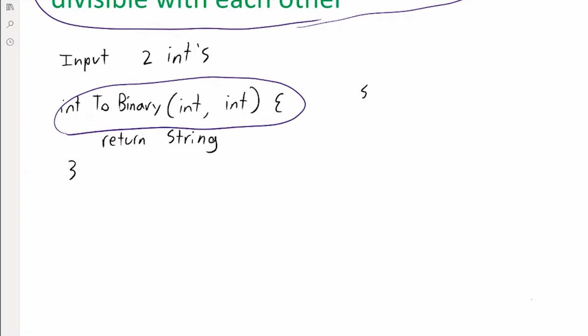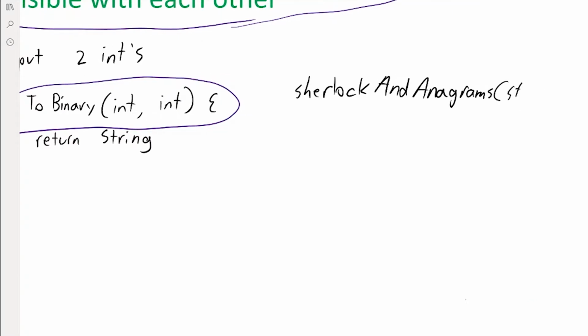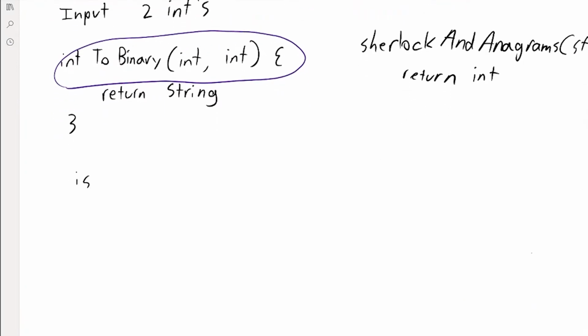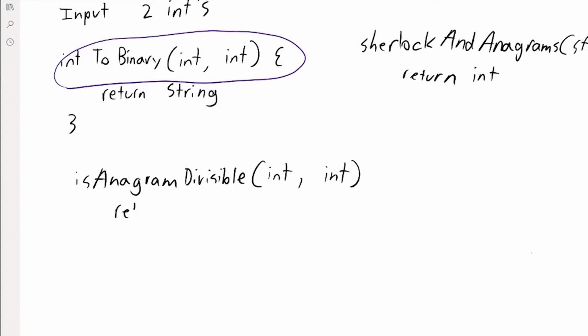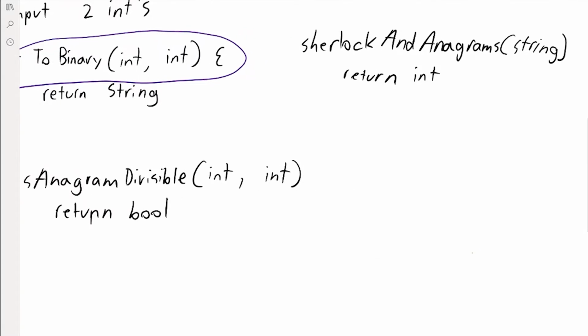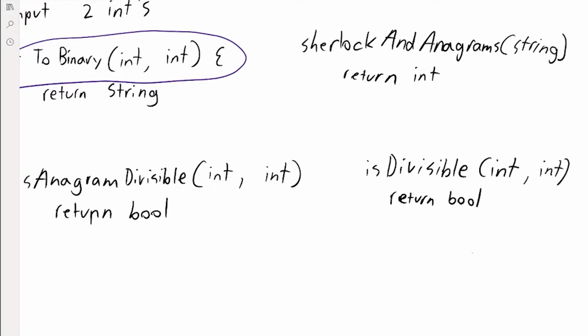The next function we need is Sherlock and anagrams, which takes a string and returns an integer. The other one we need is anagram divisible, which takes two integers and returns true or false. We also need a simple function isDivisible, which takes two integers and returns true or false.